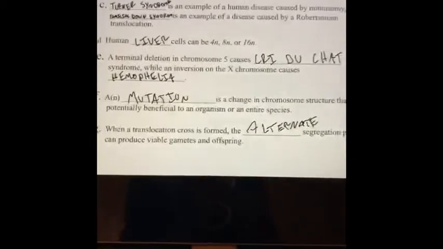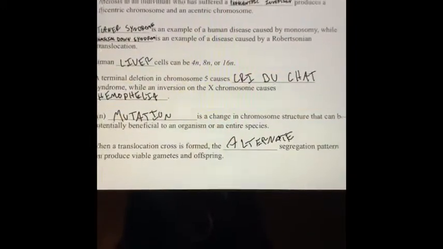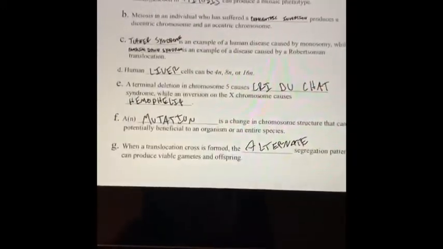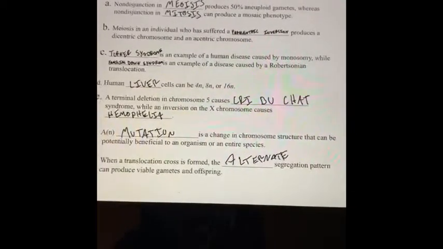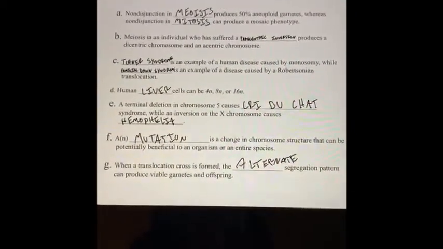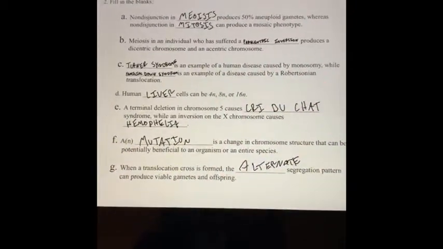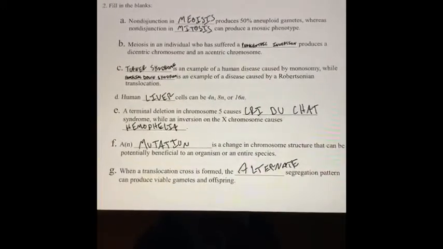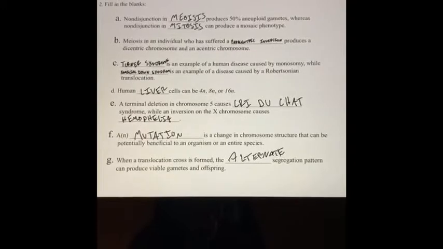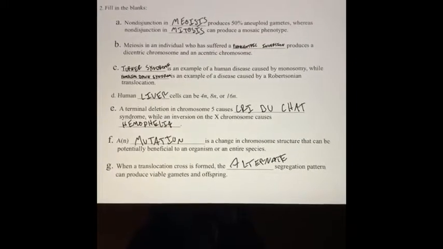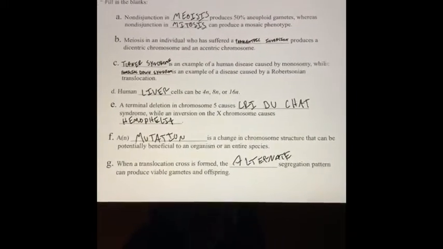C, Turner syndrome is an example of a human disease caused by monosomy, while familial Down syndrome is an example of a disease caused by a Robertsonian translocation. So D here, human liver cells can be 4N, 8N, or 16N. E, a terminal deletion in chromosome 5 causes Cri du chat syndrome, while an inversion in the X chromosome causes hemophilia. F, a mutation is a change in chromosome structure that can be potentially beneficial to an organism or an entire species. And G, when a translocation cross is formed, a linearity segregation pattern can produce viable gametes and offspring.